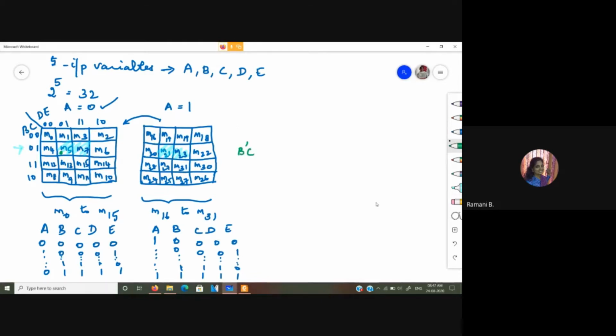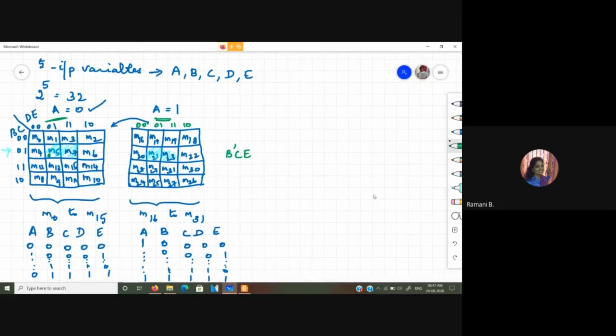Then seeing this D and E, here also the same. So this is going to be 00, 01, 11 and 10. So seeing this, here you are going to have D is equal to 0 and 1. So it is changing, so we can leave it out. And E is equal to 1 is common. So the term corresponding to this particular combination will be B bar C E. Okay? So this is one type of drawing the 5 variable K-map.